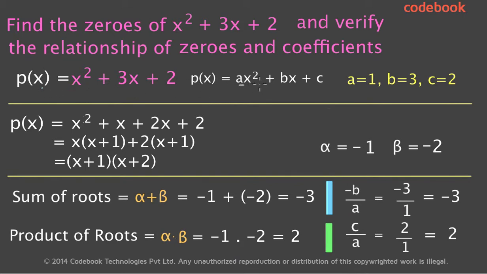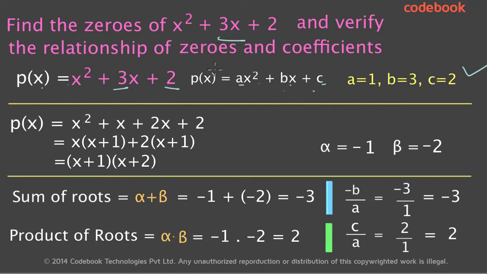This is in the form of ax square plus bx plus c. So a is nothing but 1, b is your 3 and c is your 2. Okay. So that's step 1. Step 2, recall the factorization of polynomials.